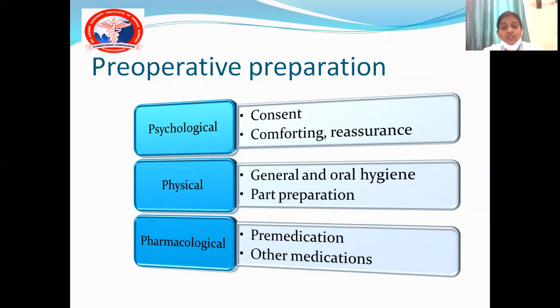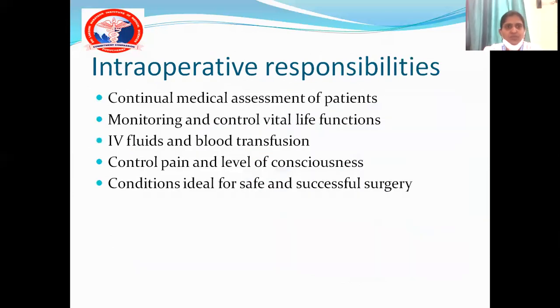What is pharmacological preparation? We need to understand that many patients are on medications. So we decide whether to continue these medications, whether to stop them, whether to add any medications. For example, we might have to give some anxiolytics, and we might have to give some antacids to the patient prior to the surgical procedure.